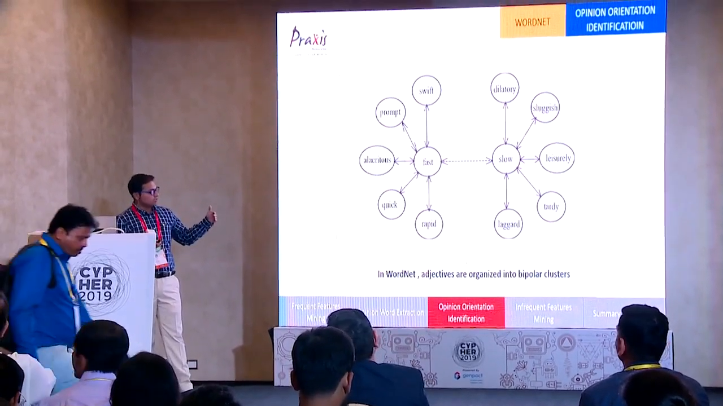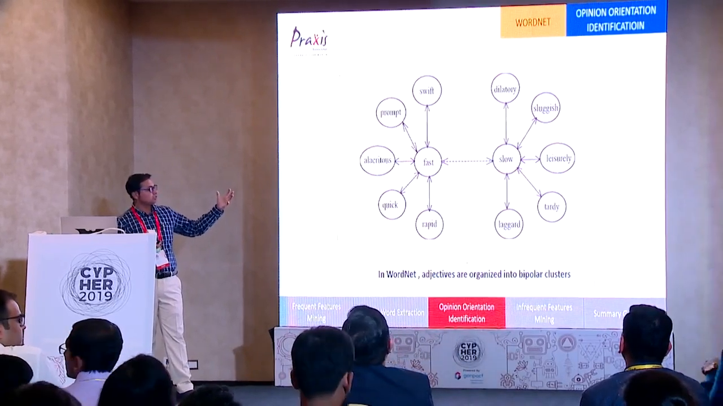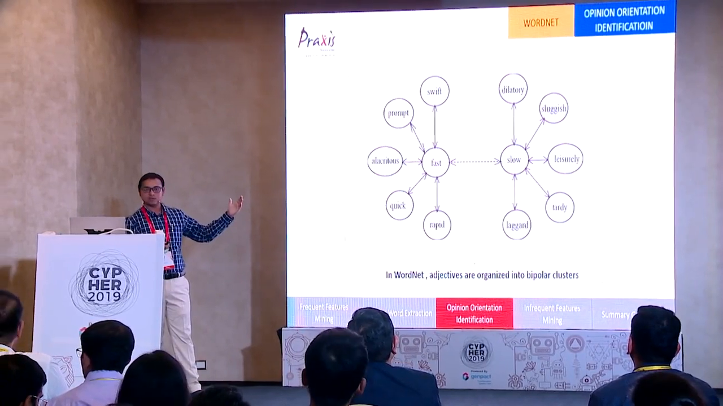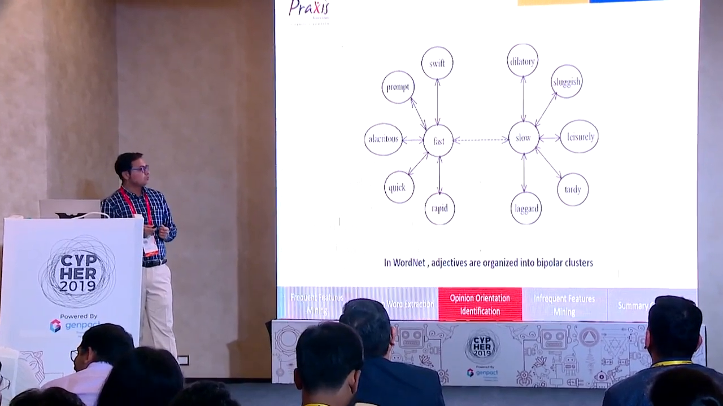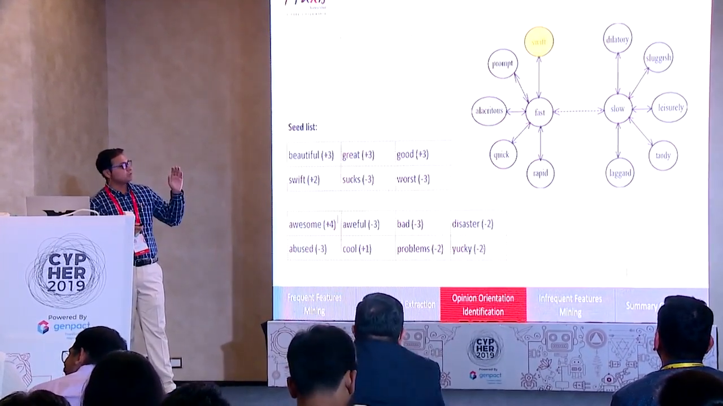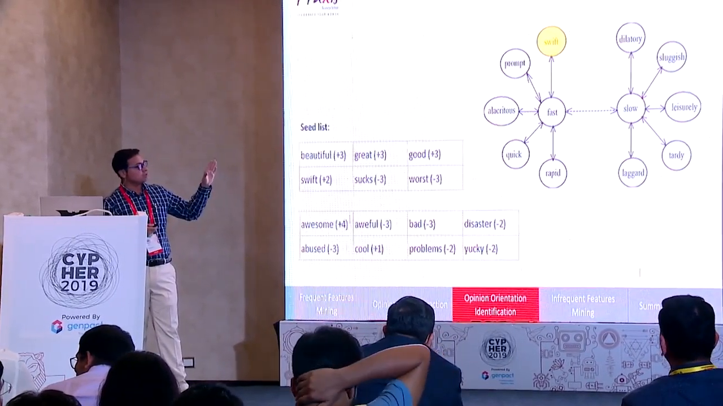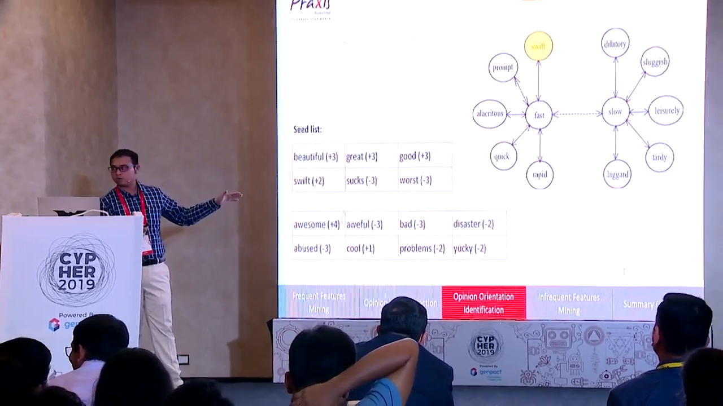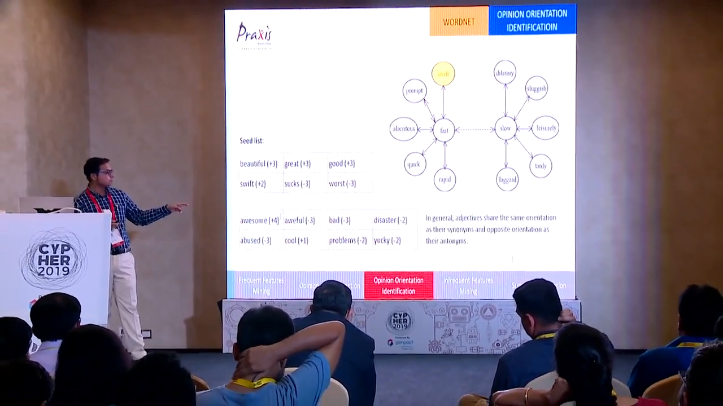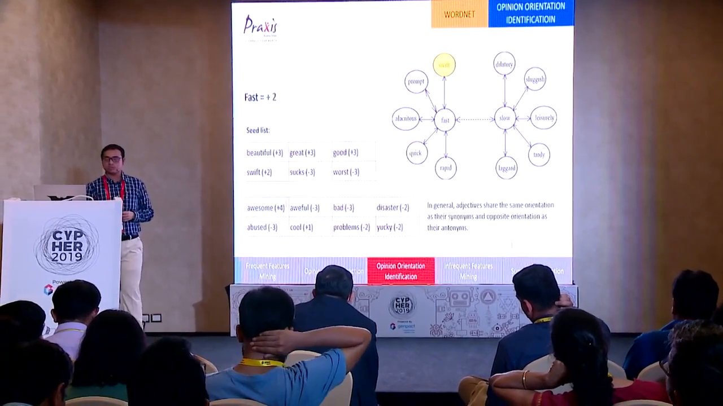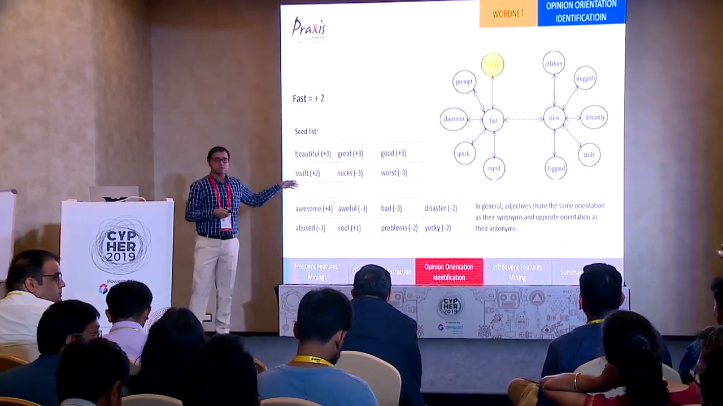One reason it's called that the adjectives are organized in bipolar clusters is that on one side we have the synonyms of the word "fast", and on the other side we have all the antonyms of the word "fast". So if the word "fast" is not present, let's check whether a synonym of "fast" is present in this list or not. For example, the word "swift" is present over here, and so "fast" also gets a polarity too.